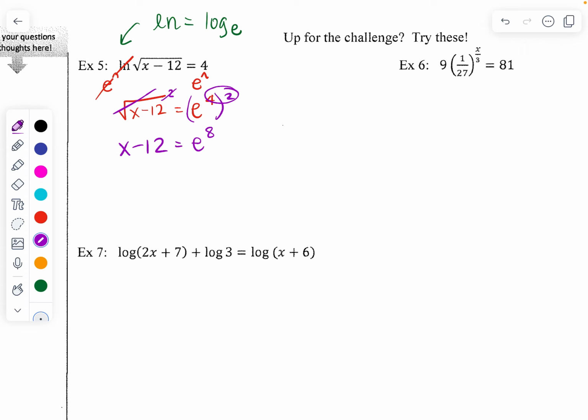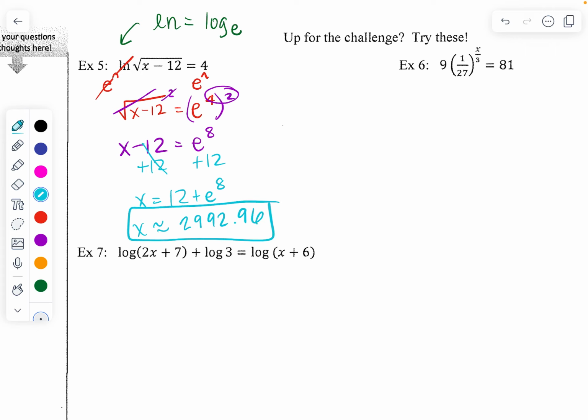To get x by itself, let's add 12 to both sides. And we get x equals 12 plus e to the 8th. Plug that in your calculator, and you get x is approximately 2,992.96. Hopefully you got that one correct.